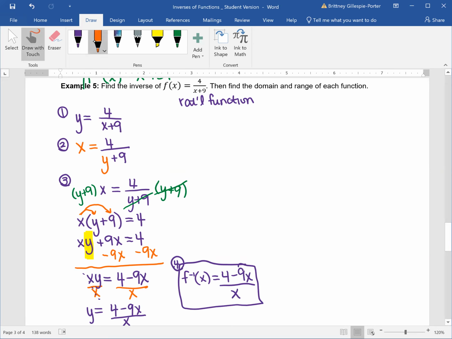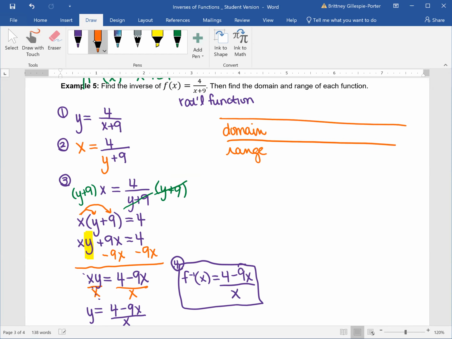But of course, we still need to do domain and range. Again, I'm going to do my chart, domain, range, my original function. Need a little bit more room this time.